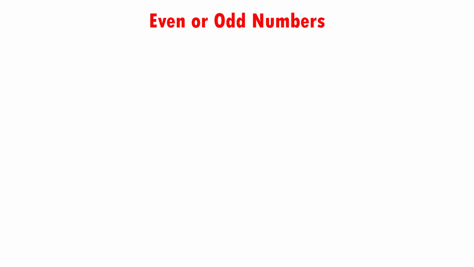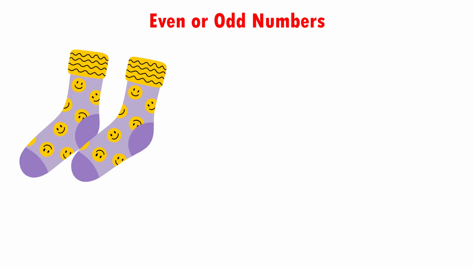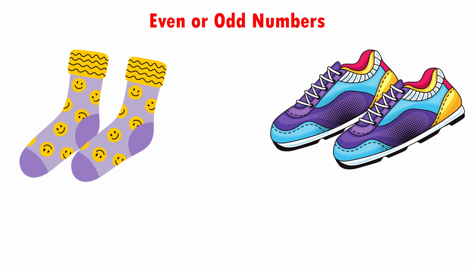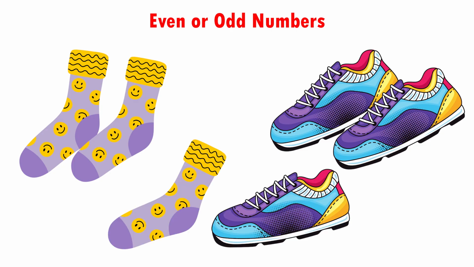Look, imagine making pairs, like pairs of socks or shoes. Even numbers make perfect pairs. Odd numbers always leave one extra.